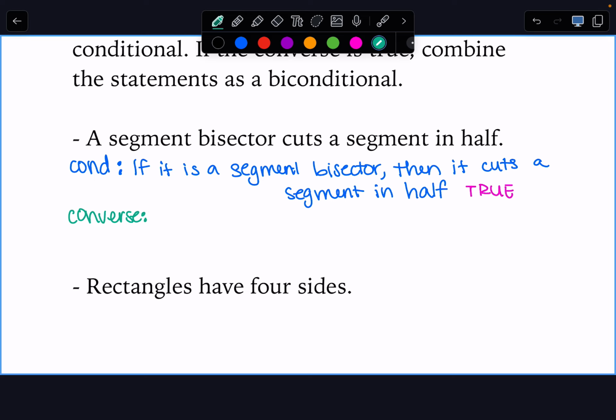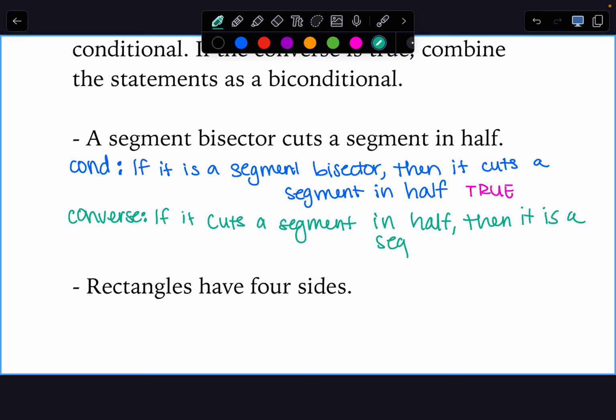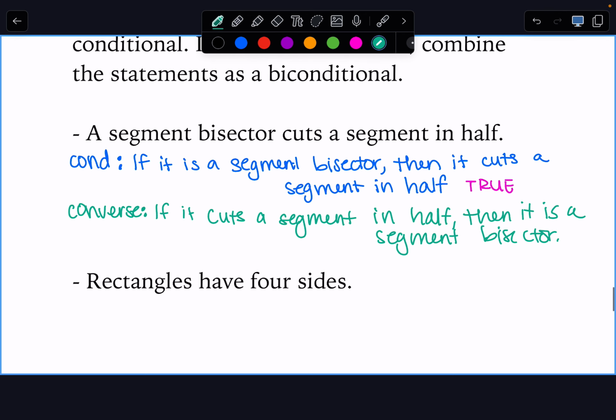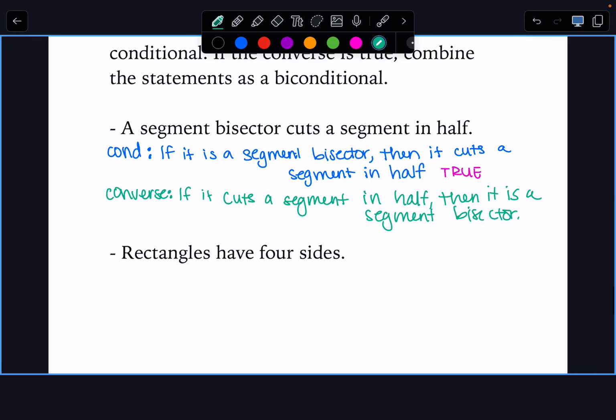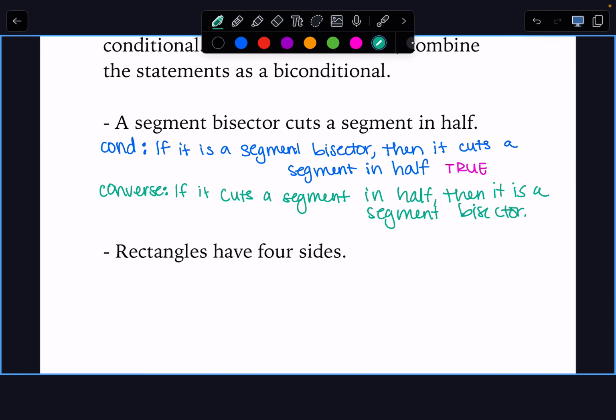So now the trick is, let's write the converse and decide if it is true. So our converse: if it cuts a segment in half, then it is a segment bisector. If it cuts a segment in half, then it is a segment bisector. Okay. Is that true or false? True. Alex says true. You agree with Alex? Ollie? Natalie? Okay.